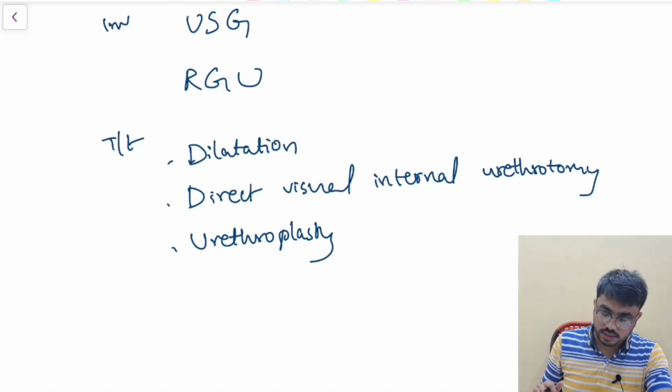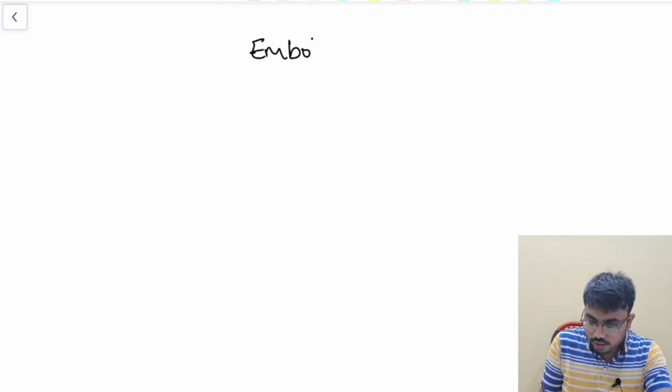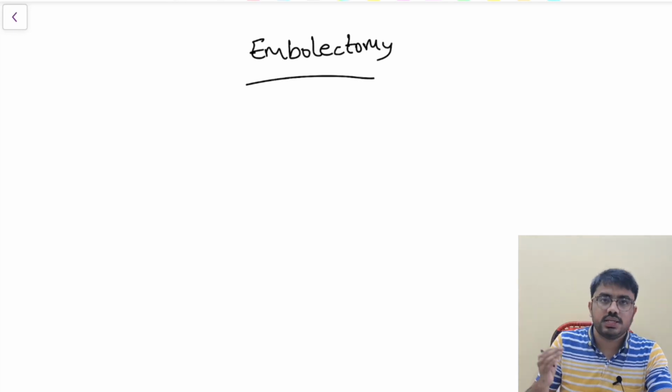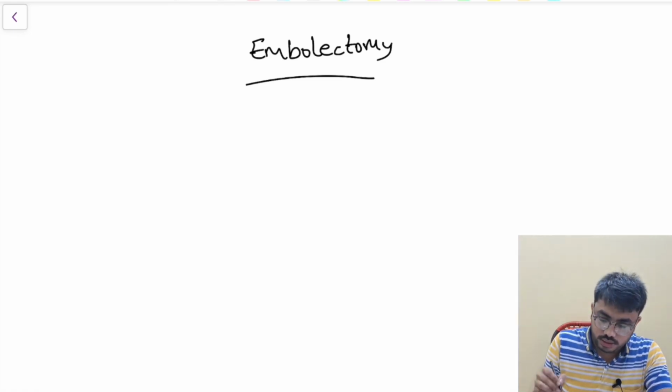Now coming to the next topic. The next topic is about embolectomy. I am not going into the complete ischemia part. I am just discussing the embolectomy part only, the treatment part. How the patient presents and what are all the investigations to be done, I'm not discussing here. Directly I'm going to the treatment part, the embolectomy part.